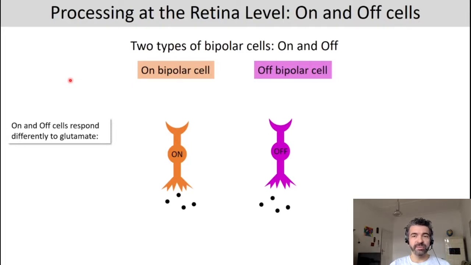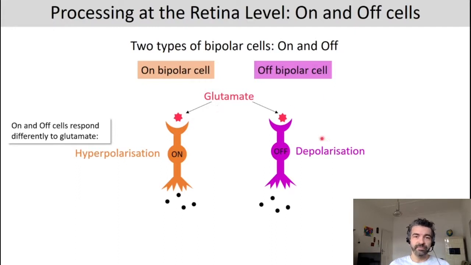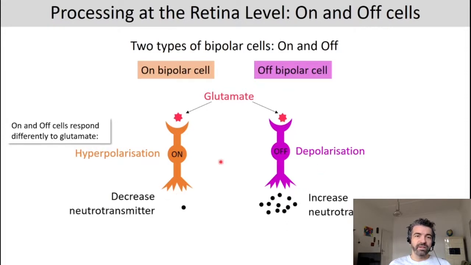So you've seen that there are bipolar cells between the photoreceptors and the ganglion cells, and there's two main types, and they respond differently to the neurotransmitter of photoreceptors, namely glutamate. The on-bipolar cell, if you present glutamate to it, you will have a hyperpolarization. The off-bipolar cell, this one, will depolarize if you present glutamate to it. And as a result, if you present glutamate to the on-bipolar cell, you have a decrease in neurotransmitter. If you present glutamate to an off-bipolar cell, you will have an increase of the neurotransmitter.